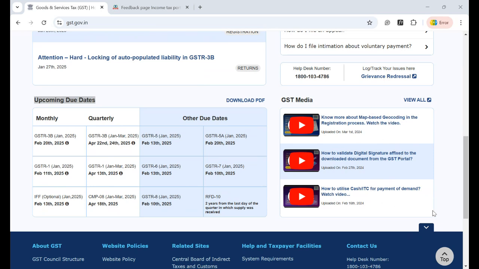Of the sales invoice not filled in the month of January, so we can submit the sales. If you forget, then obviously you do not have any choice.